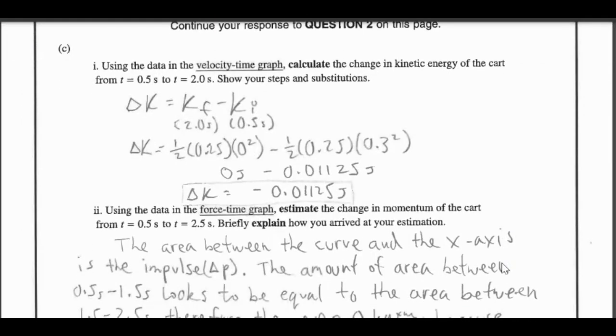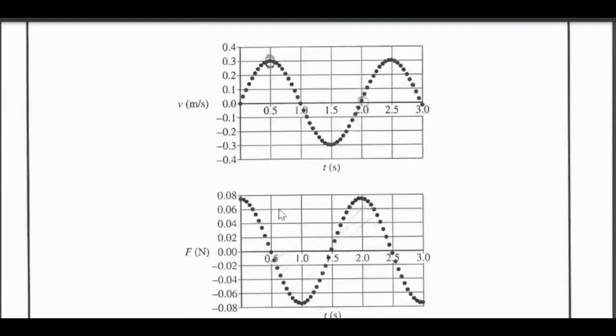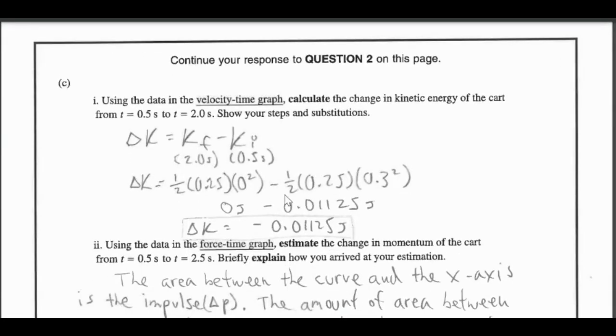All right, so for part C, it says using the velocity versus time graph, calculate the change in kinetic energy of the cart from time equals 0.5 seconds to time equals 2 seconds. Show your steps and substitutions. So this one is pretty straightforward. I'm actually almost surprised how simple it is, but our delta K is the final minus initial, which is the kinetic energy at 2 seconds and 0.5 seconds. So at 2 seconds, the velocity was 0, and at 0.5, it's 0.3 meters per second. So then I basically just plugged those in for my velocities, subtracted, and then you have a negative change in kinetic energy.